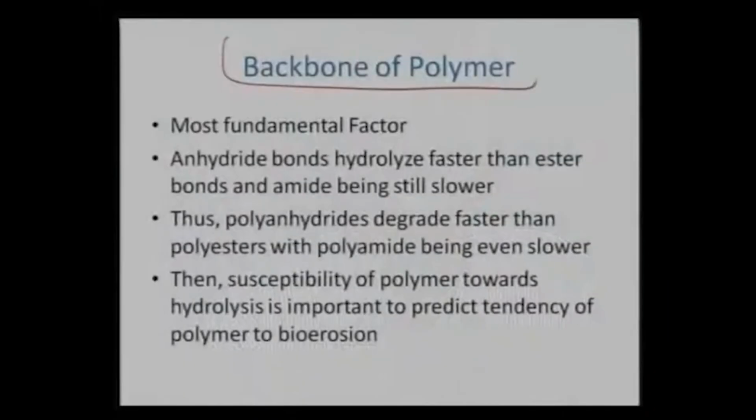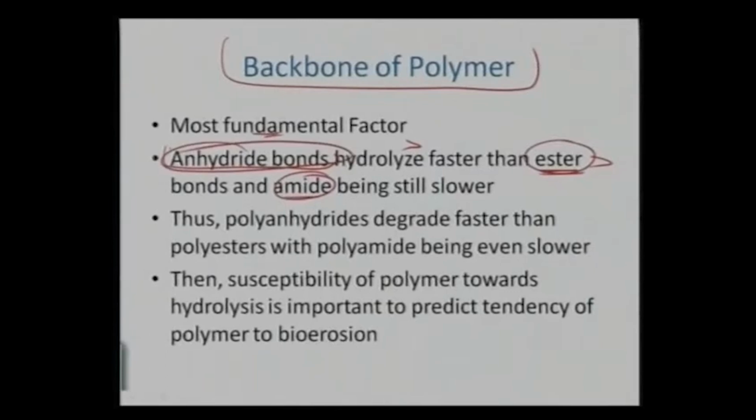The backbone of the polymer is one of the most fundamental factors in deciding the biodegradability, or the overall disintegration, of a particular polymer, and in certain cases it is dictated by the chemical nature of the polymer. In the case of anhydride bonds, they will hydrolyze much faster. The hydrolysis rate of anhydride is much faster than that of ester, and the degradation rate of ester is much faster than that of amide. So anhydride bonds hydrolyze very rapidly, and thus they will degrade at a much faster rate.